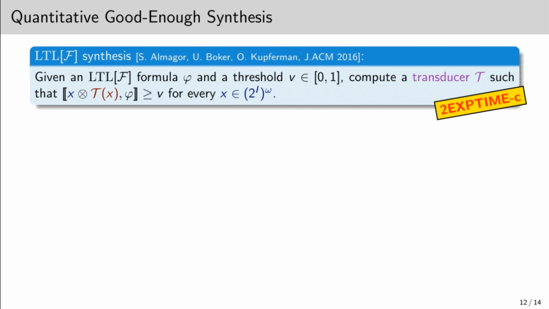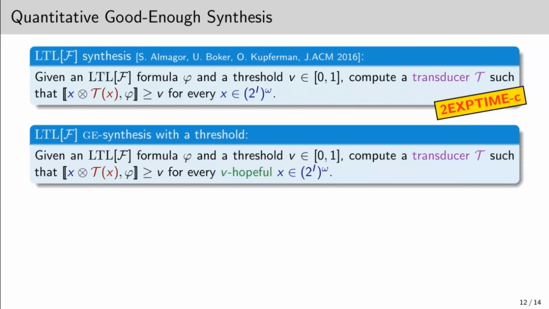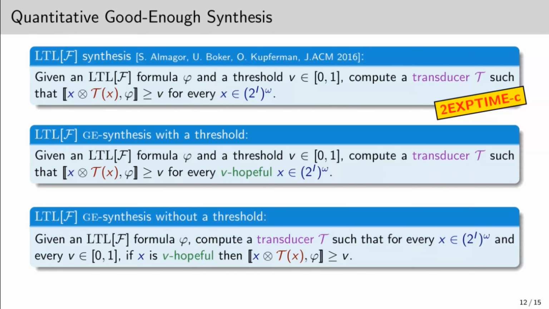It's actually not entirely clear, and we propose 2 approaches. In the first approach, we're again given a threshold v, and we want to compute a transducer that achieves a value of at least v for every v-hopeful input sequence, where a sequence is v-hopeful if there is some output for which it gives value at least v. This makes sense, but it doesn't quite capture quantitativeness, since we essentially reduce the quantitative aspect back to a Boolean one using a threshold. A more quantitative approach takes only a formula and computes a transducer that gives, for every input x, the maximal possible satisfaction value that this input can give over any output.